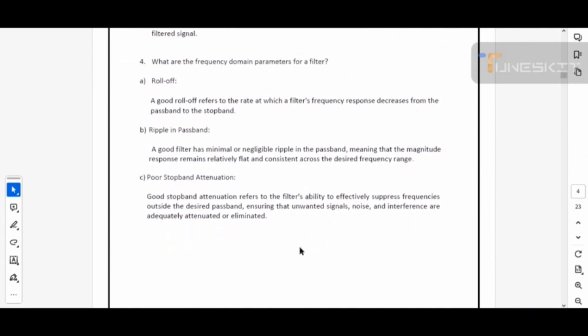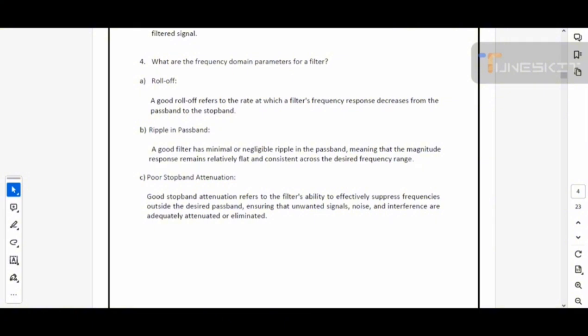And the last one is: what are the frequency domain parameters for the filter? First is roll off, second is ripple in the passband, third is poor stop band attenuation. Roll off: a good roll off refers to the rate at which the filter frequency response decreases from the pass band to the stop band.